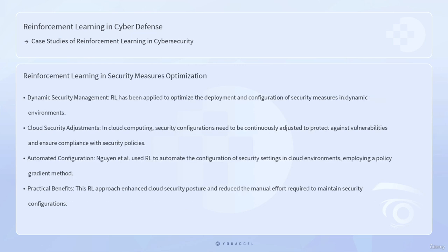Similarly, RL has been applied to optimize the deployment and configuration of security measures in dynamic environments. In cloud computing, for instance, security configurations need to be continuously adjusted to protect against vulnerabilities and ensure compliance with security policies. An example of this application is seen in the work by Nguyen et al., where RL was used to automate the configuration of security settings in cloud environments. The study utilized a policy gradient method to train an RL agent that could dynamically adjust security configurations based on real-time assessment of threats and vulnerabilities.